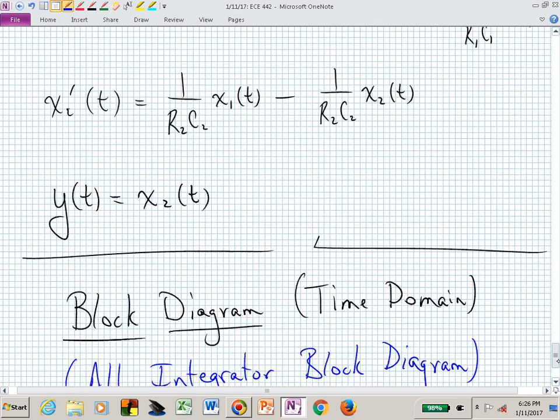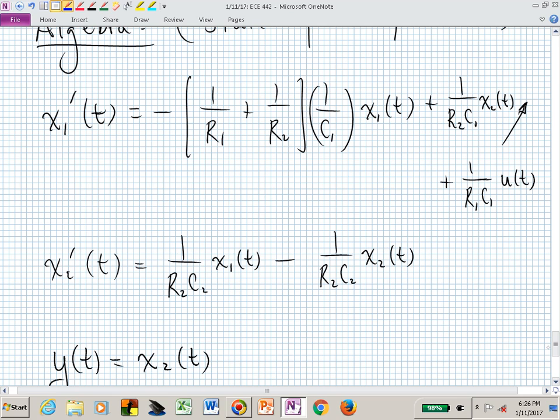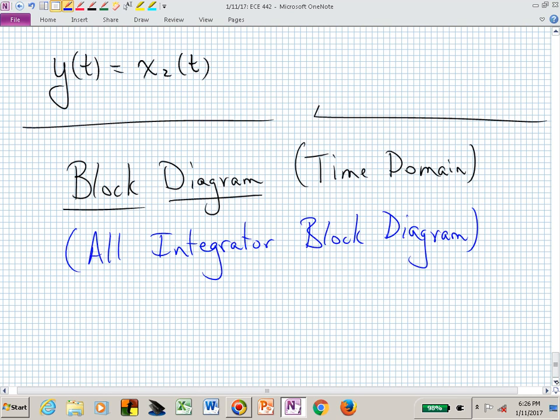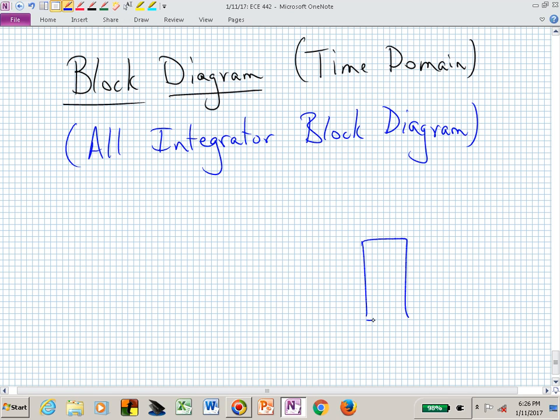What was our system order? Or how many state equations did we have? We had 2, didn't we? So we're looking at having 2 integrators in this block diagram. And did anyone get an analog computer over break? That's what we're building now. We're building an analog computer, which is just based on integrators, summing junctions, and gain blocks with some signals.